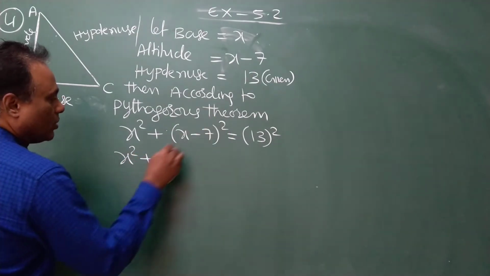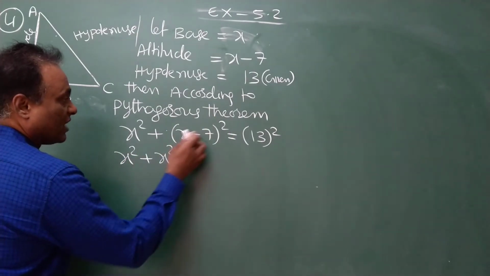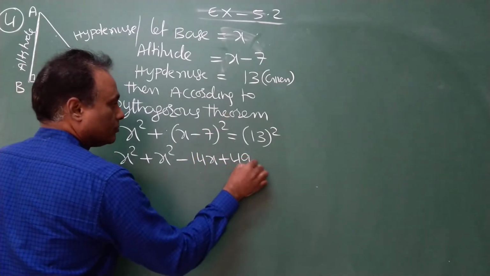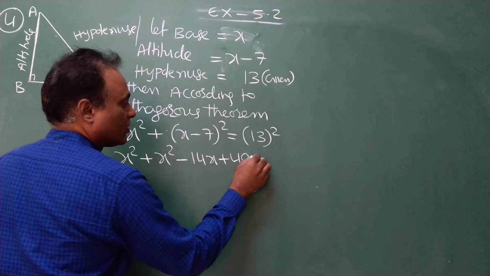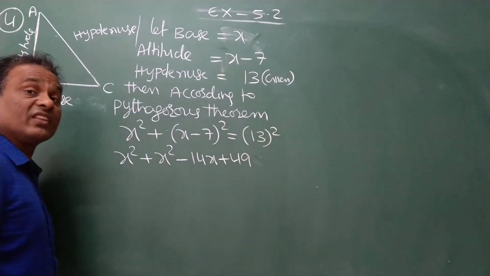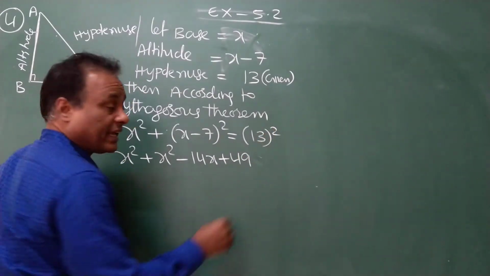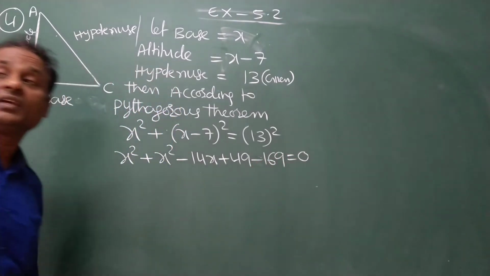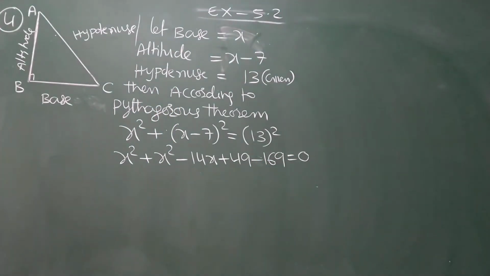(a minus b) whole square is a square minus 2ab plus b square. 13 square is 13 into 13, 169. Taking it to the left side, minus 169.